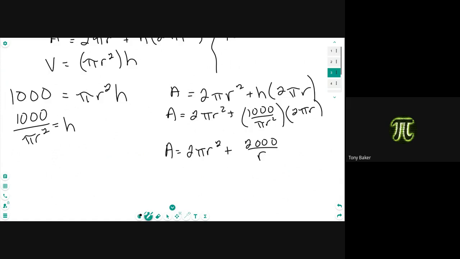All right, so what's the next step? We've got the surface area formula, and the derivative. My derivative. So I've got 4 pi r plus, so I can change that to minus.